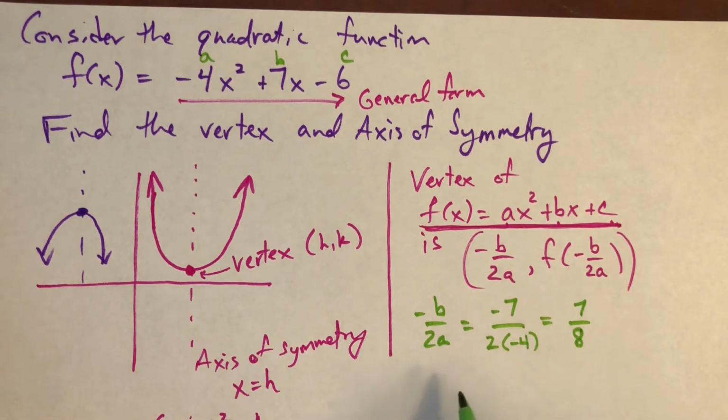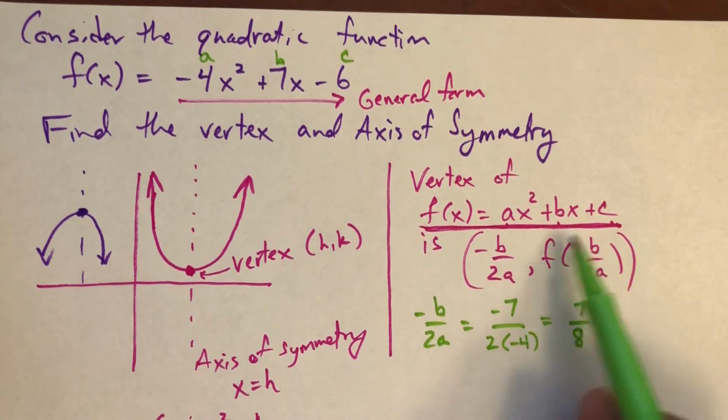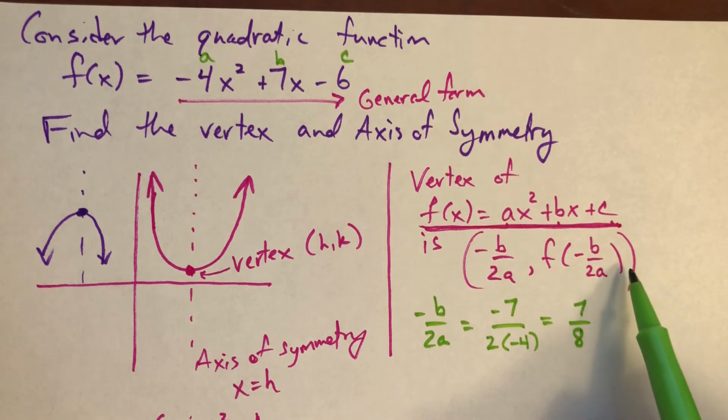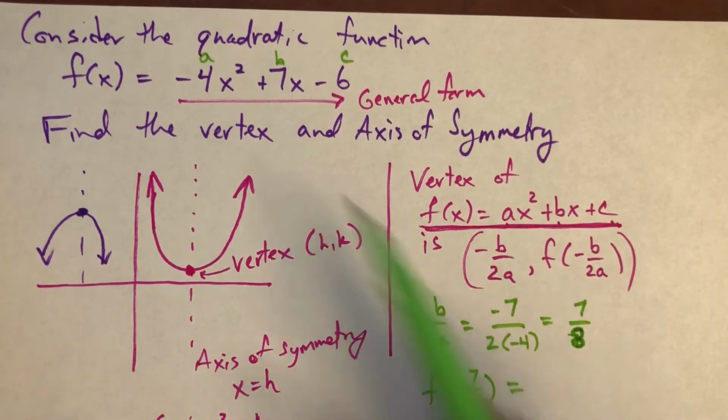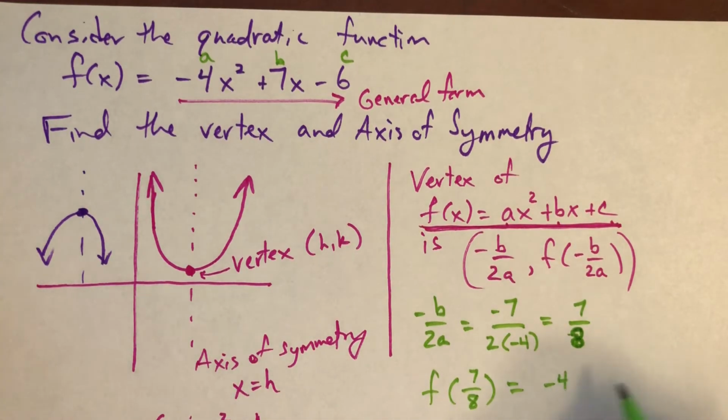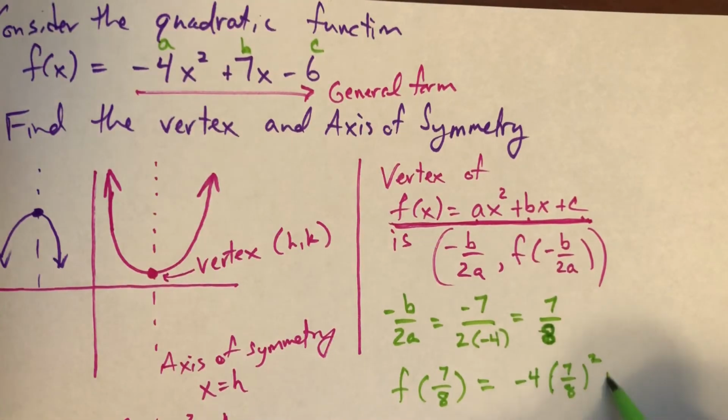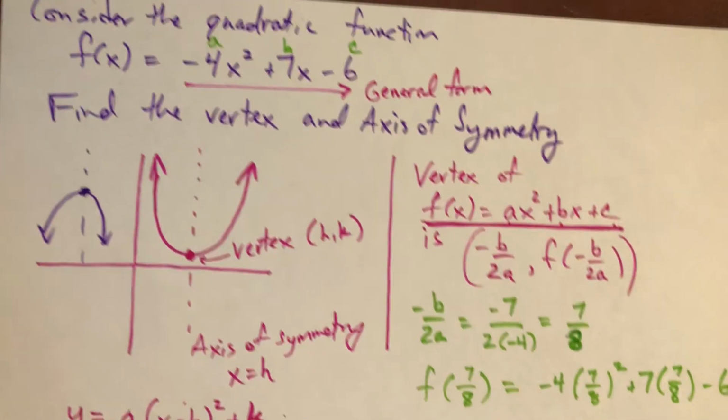Okay, so this is the x-coordinate of our vertex, right? We just found this. Now we want to find the y-coordinate. Well, if we want to find the y-coordinate that goes with any x value, we just plug it into the function, right? Whoops, I didn't mean to make that look negative. So we can just plug this into the function. So we got f of 7/8 is, and then we can just plop it on in there. So we got -4 times 7/8 squared plus 7/8 minus 6.